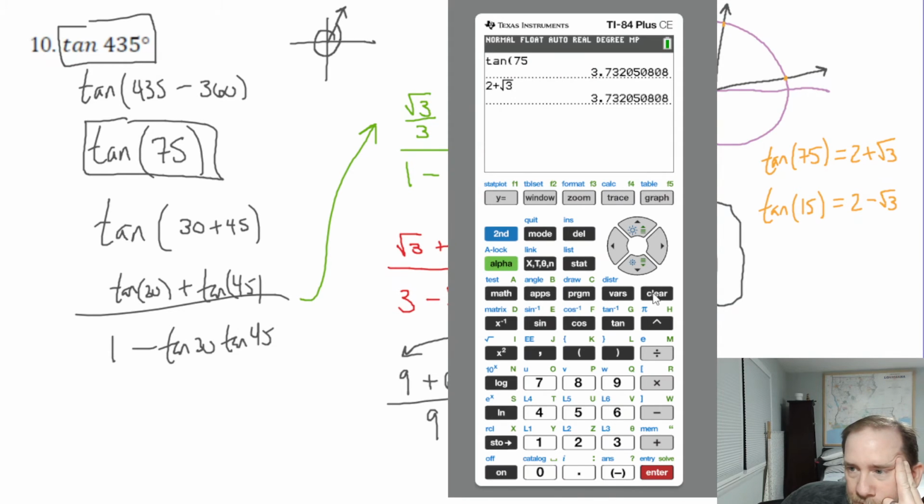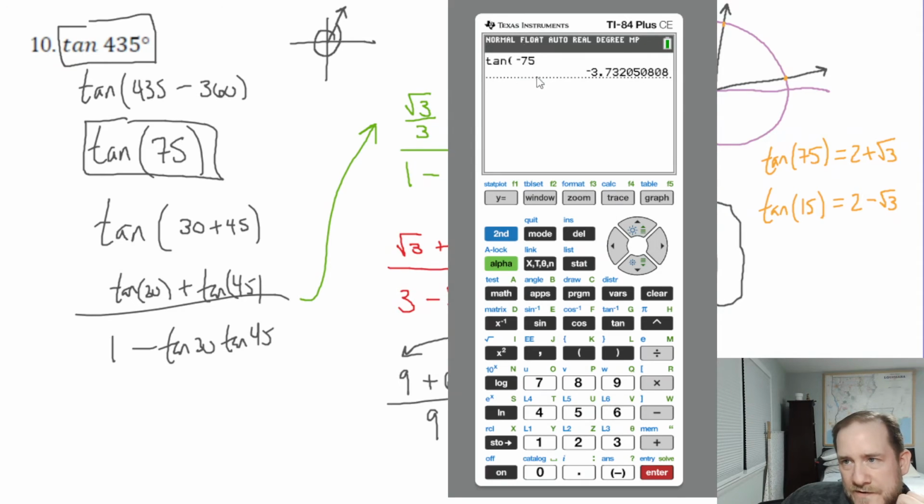Got it. All right, and then I was trying to say tangent of negative 75. Well, that's tangent in quadrant 4. This should be a very big negative number. So to get a big negative number, you'd need negative 2 take away root 3. Basically, both are negative, and you want what they add up to. So up there, I did it.